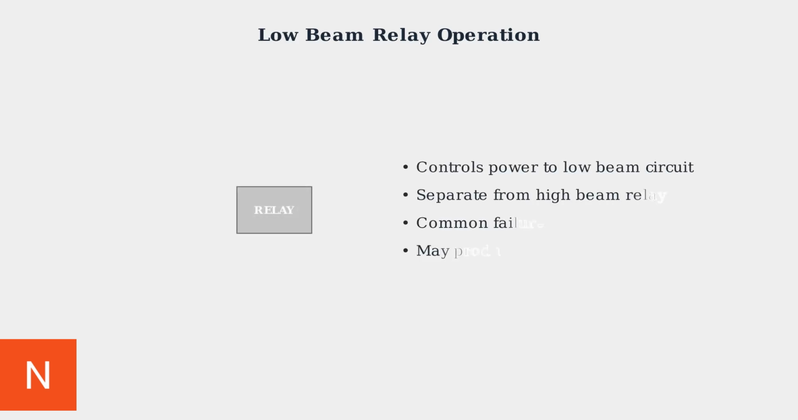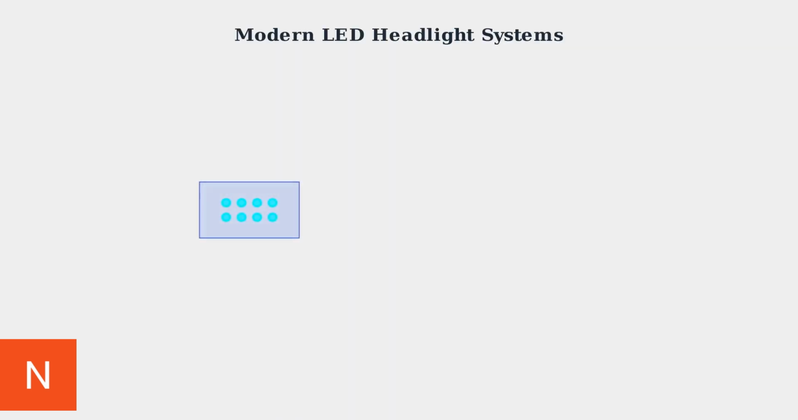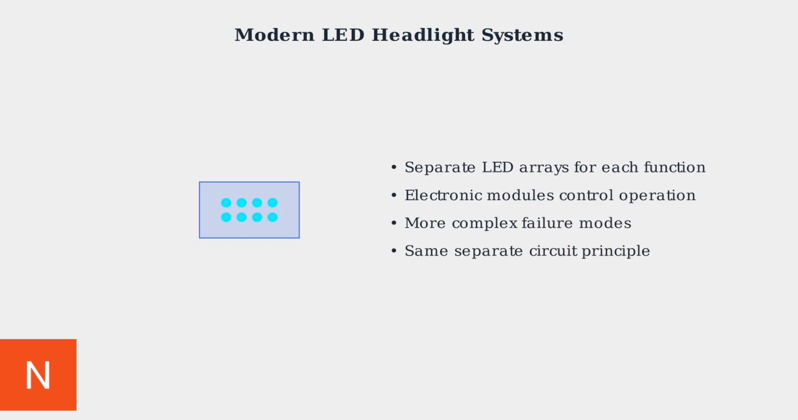The low beam relay is a critical component that controls power flow to the low beam circuit. It operates independently from the high beam relay, which explains why high beams can work when low beams fail. Modern LED headlight systems use separate LED arrays for low and high beam functions, controlled by electronic modules rather than simple switches. While more sophisticated, they still follow the same principle of separate circuits for each beam function.